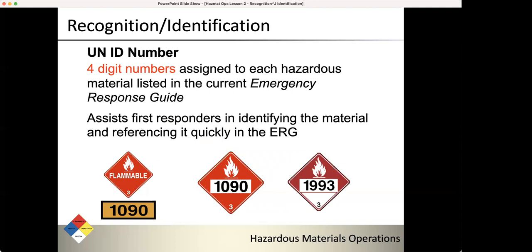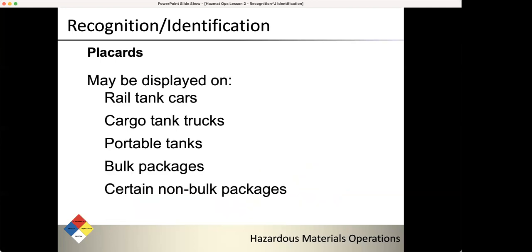Again, the UN ID number is 4 digits. They're used in the Emergency Response Guide, or the ERG, to help us identify and reference the material. There are some examples of how that UN number is displayed. As mentioned, if it's not on the placard itself, it can be on an orange background separately, or part of the placard itself. All right, placards only. Where do we see placards? They're displayed on rail tank cars, cargo tank trucks, portable tanks, bulk packages, and certain non-bulk packages. Most of the time, we're going to see them on transportation containers.